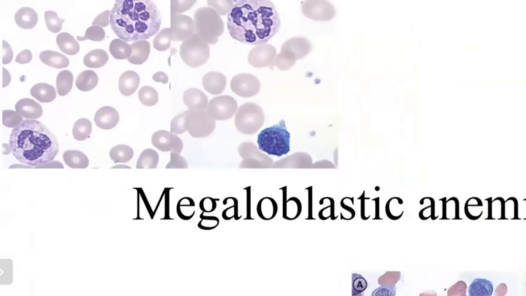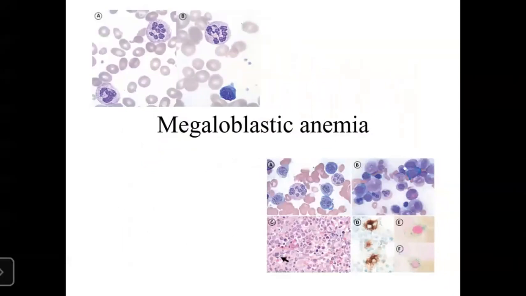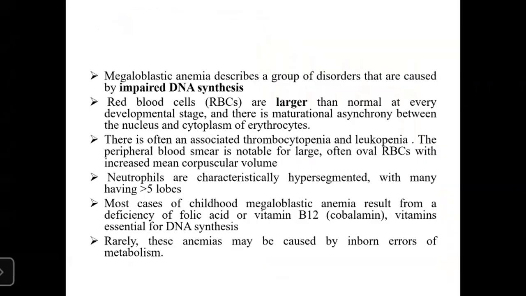This occurs in megaloblastic anemia because the DNA repair system is impaired. In case of folate or B12 deficiency, megaloblastic anemia can occur. So megaloblastic anemia describes a group of disorders caused by impaired DNA synthesis. So RBCs are larger than normal.